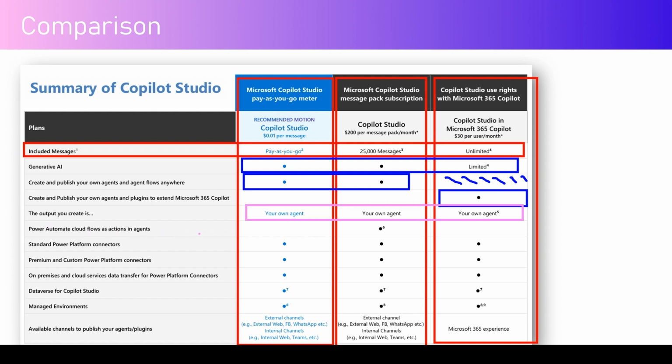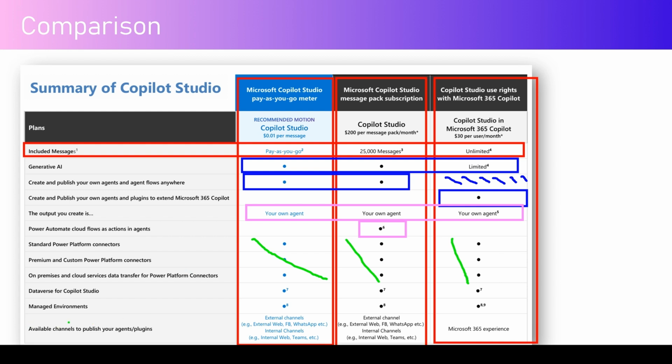Power Automate Cloud flows as actions in agent. So you can use Copilot Studio message pack basically to use Power Automate Cloud Flow. So if you have that requirement to build up and call up those tools, Power Automate flows, then this is the best option. And if you see the other options over here, this is all common across shared standard Power Platform connectors, premium and custom Power Platform connectors, on premises cloud service data transfer via Power Platform connector. So all these options are available with some conditions in it.